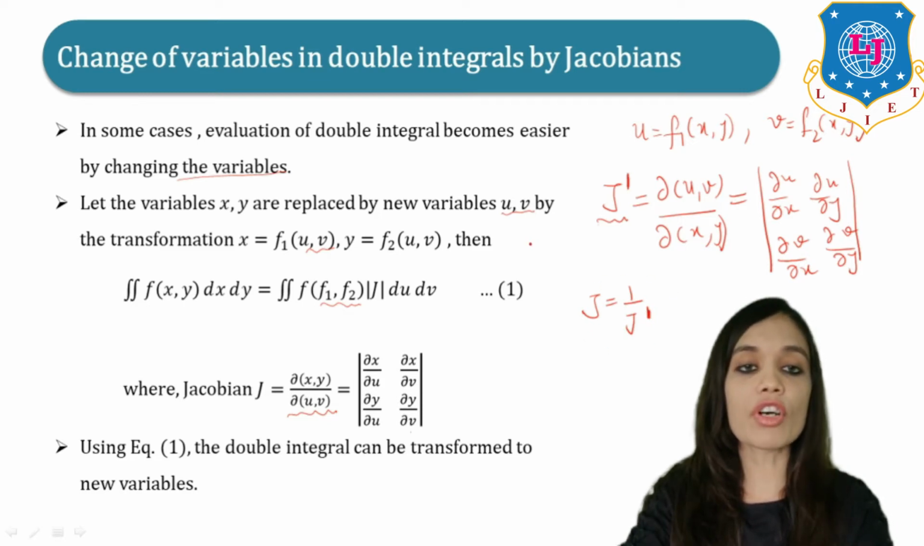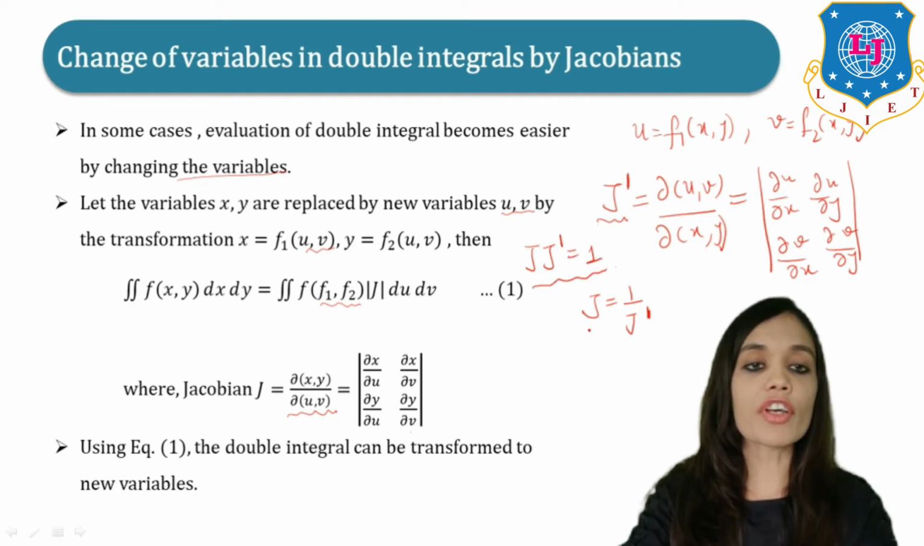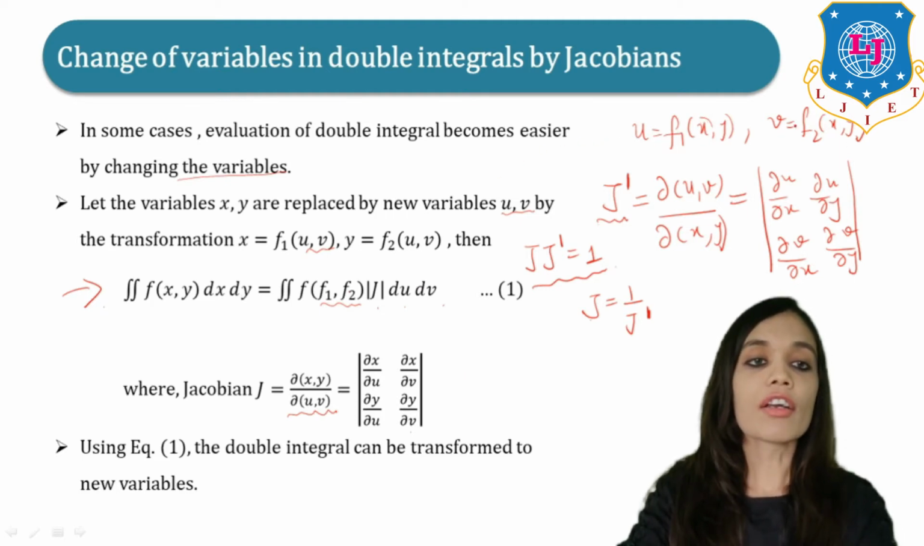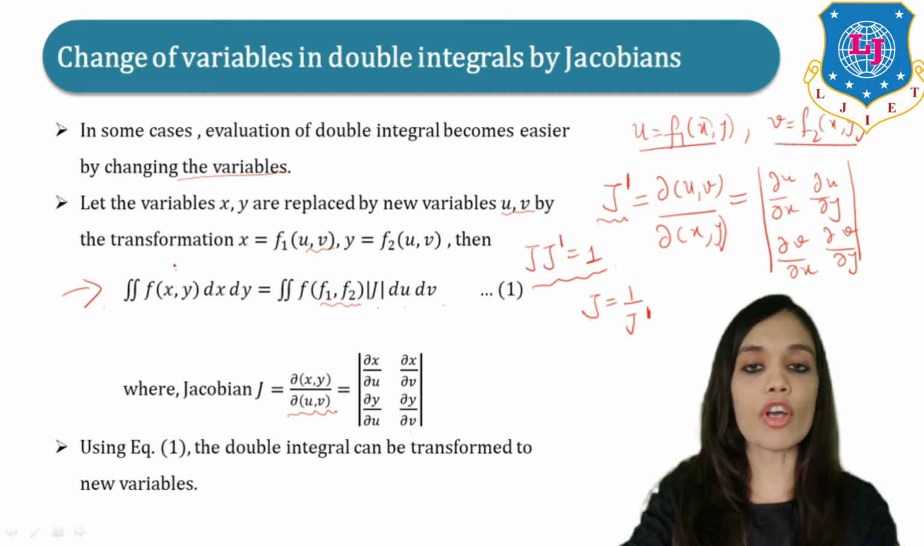How have we written this? Because we know the identity, that is J into J dash will be equal to 1, right? So after finding J, you can again use this formula, that is the double integration of f of x, y dx dy will be equal to the double integration of f of f1, f2 into mod J du dv. But firstly you have to find x and y from these two equations, right? And then use this formula.